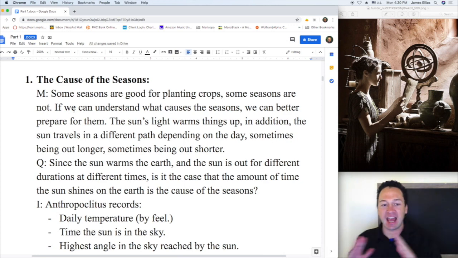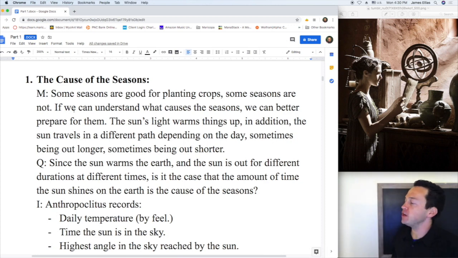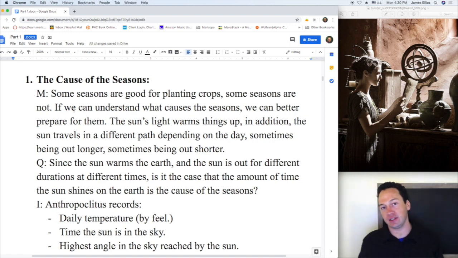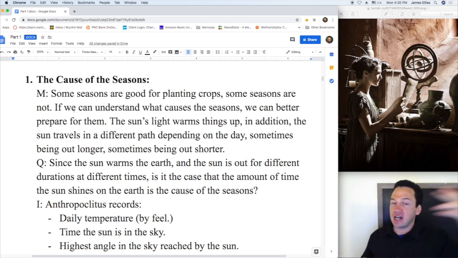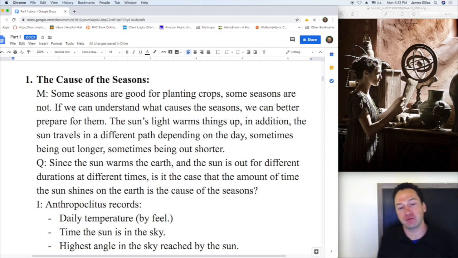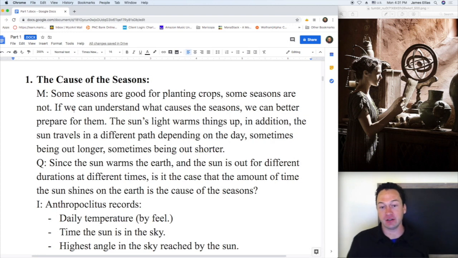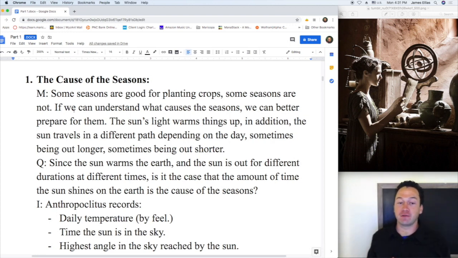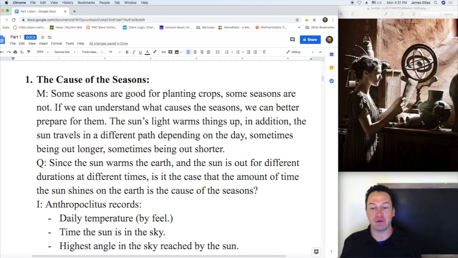They were practically cavemen. They don't even know, for example, what the cause of the seasons are. They just know, hey, sometimes it's hot, sometimes it's cold. When it's cold, it sucks. We run out of food, people die. What can we do about this? And so this forms the motivation for our first investigation. Some seasons are good for planting crops, some aren't. If we can understand what causes the seasons, we can better prepare for them.